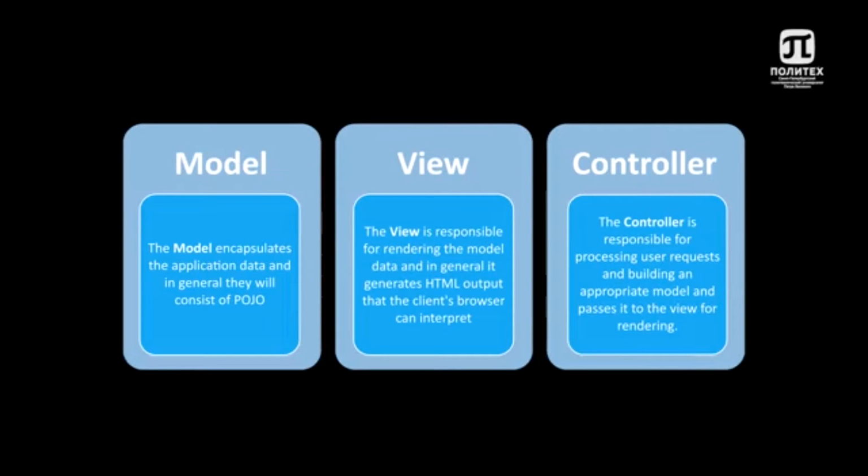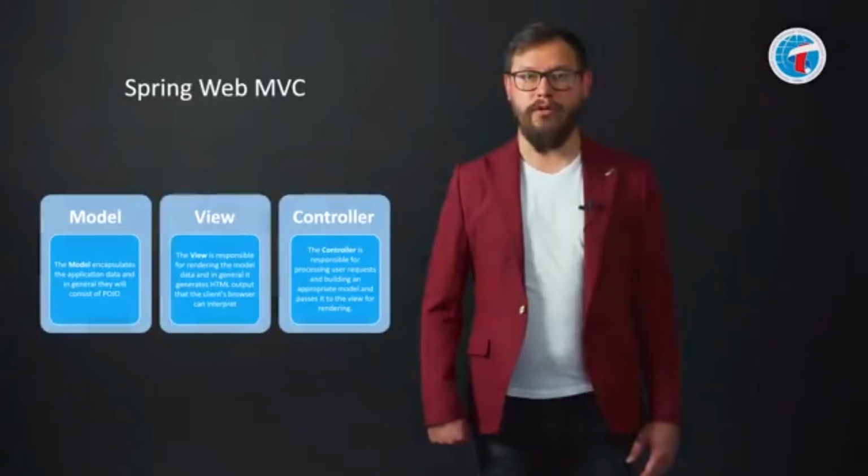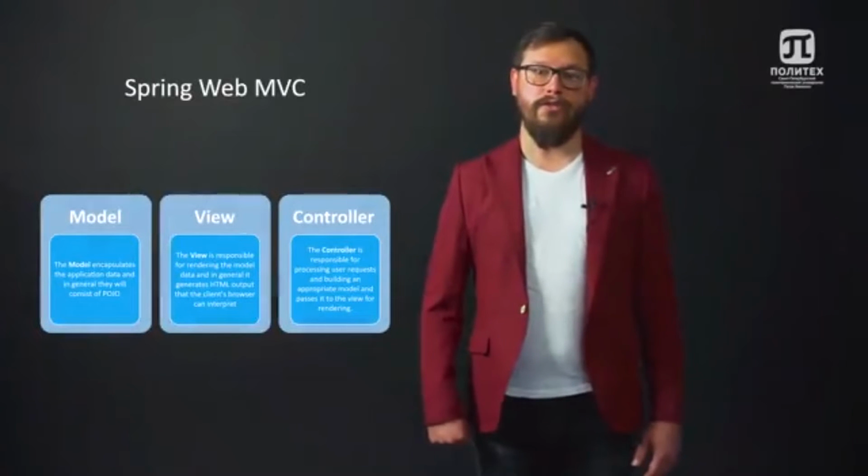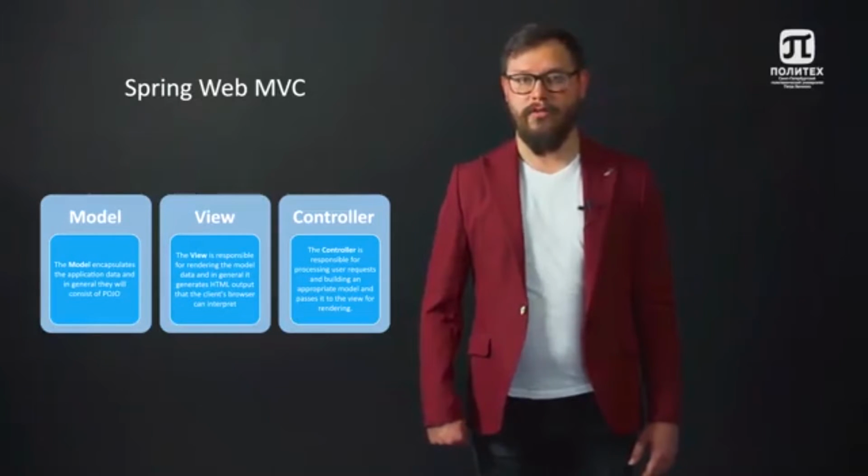The Spring Web MVC framework provides Model View Controller architecture. The model encapsulates the application data, and in general, it will consist of POJOs. The view is responsible for rendering the model data, and in general, it generates HTML output that the client's browser can interpret. The controller is responsible for processing user requests and building an appropriate model and passes it to the view for rendering.